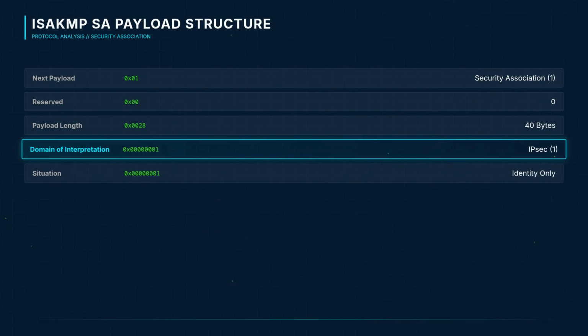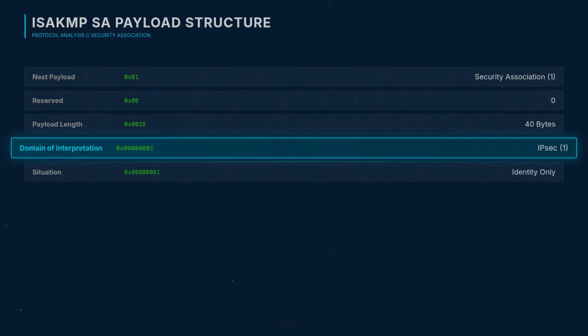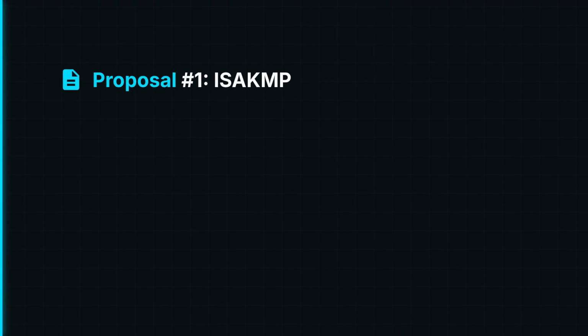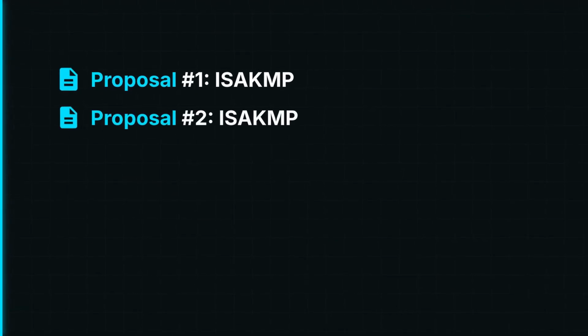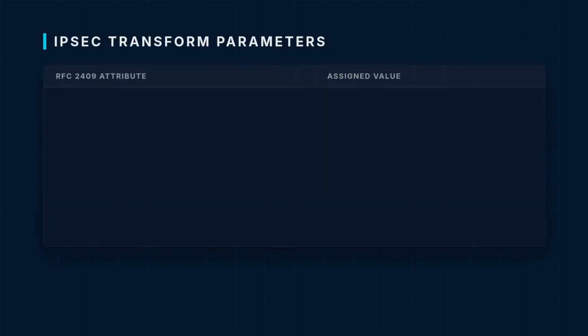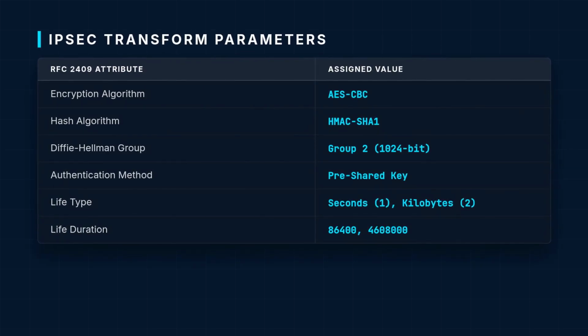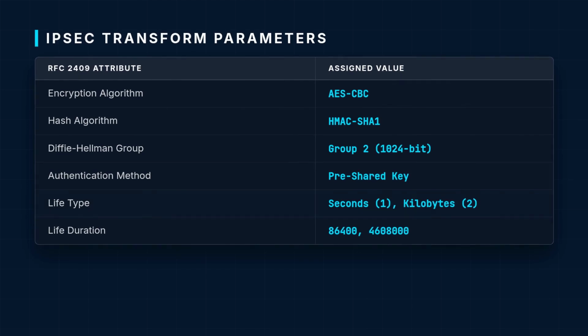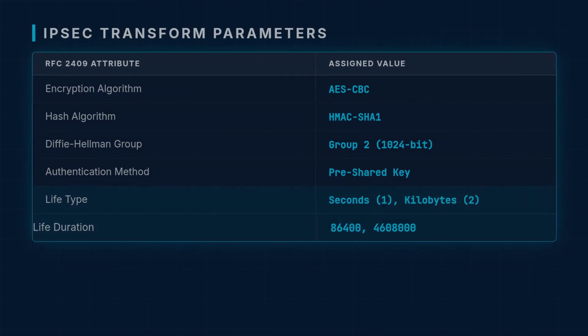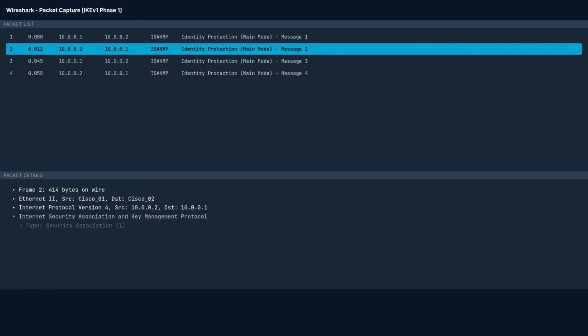Inside this, the domain of interpretation indicates IPsec. One or more proposal payloads are included, each defining the protocol ID and number of transforms. Each transform specifies the encryption algorithm, hash algorithm, Diffie-Hellman group, authentication method, and SA lifetimes in both seconds and kilobytes. The responder replies with message 2, selecting one matching proposal and transform set.